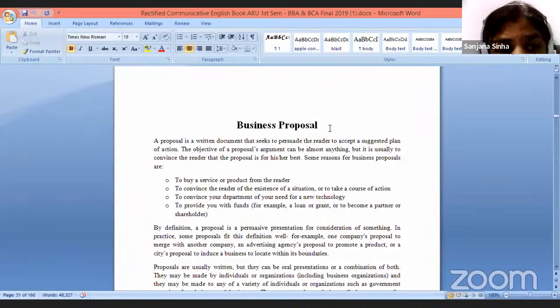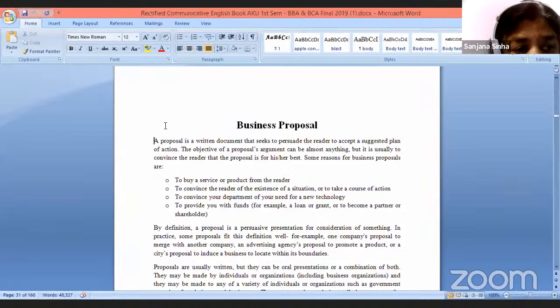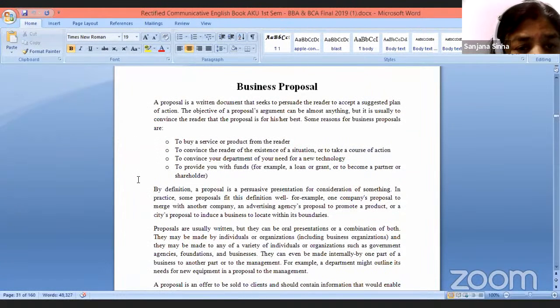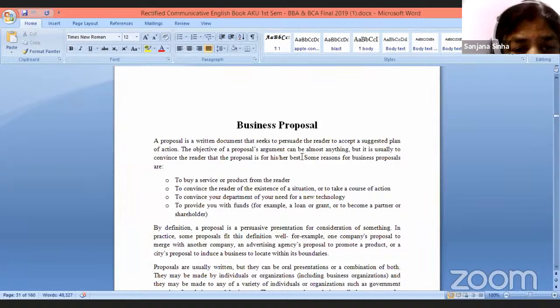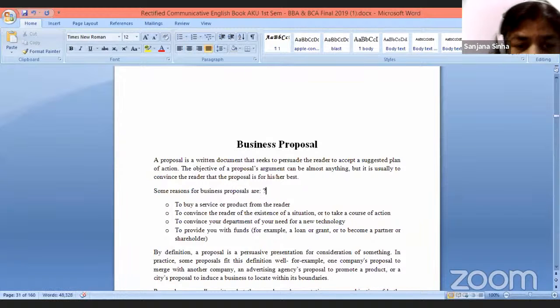But हमेशा ये एक सेल्स डॉक्यूमेंट होता है, but it is usually to convince, और सारे प्रपोजल चाहे वो सोलिसिटेड हो या अनसोलिसिटेड हो, ये सारे के सारे प्रपोजल्स कन्विंस करने के लिए होते हैं। इट मीन्स ताकि पढ़ने वाला उसको पढ़ के कन्विंस्ड हो जाए और प्रपोजल एक्सेप्ट हो जाए आपका. And some reasons for business proposals are, the first question was, what do you understand by the term proposal? Second is, what are some reasons for writing a proposal?